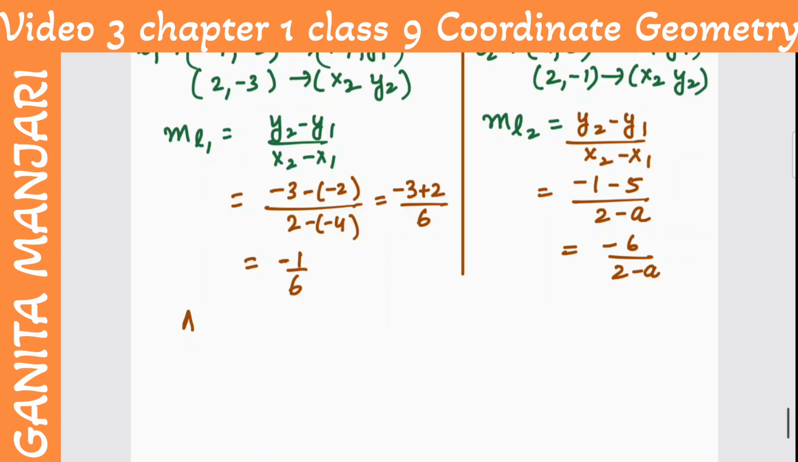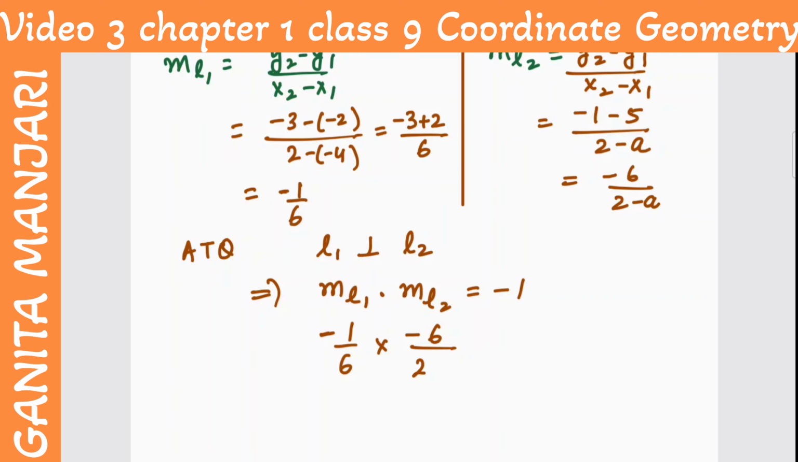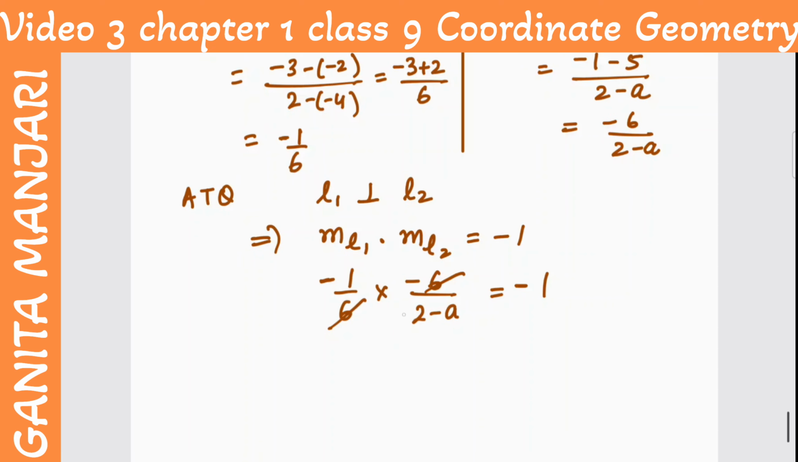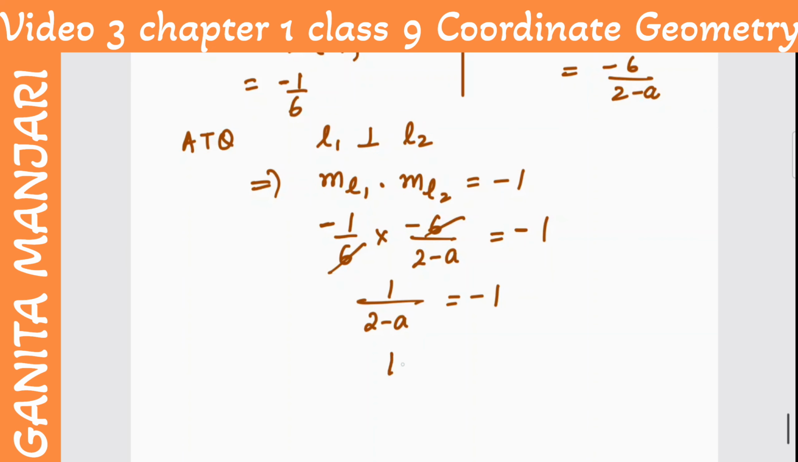Now according to the question, lines are perpendicular, L1 is perpendicular to L2, which means slope of L1 into slope of L2 is equal to minus 1. So minus 1 by 6 into minus 6 upon 2 minus a is equal to minus 1. So 6 cancels. So it is 1 upon 2 minus a is equal to minus 1. So which means, cross multiplying, 1 is equal to minus 2 plus a. So what is a? a is equal to 1 plus 2, which is equal to 3. So a is equal to 3.